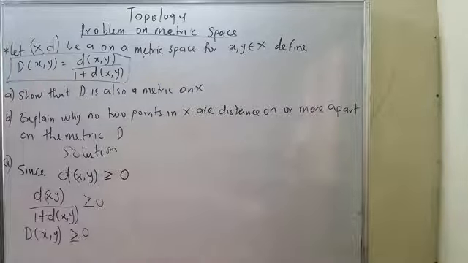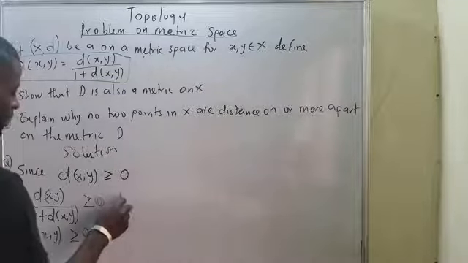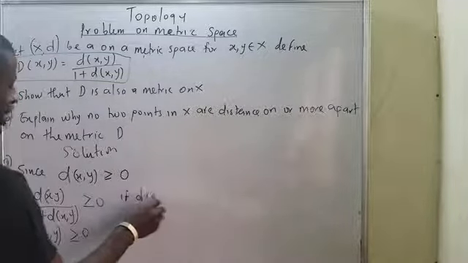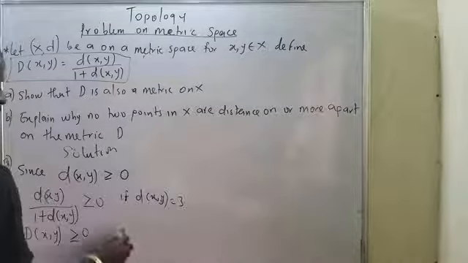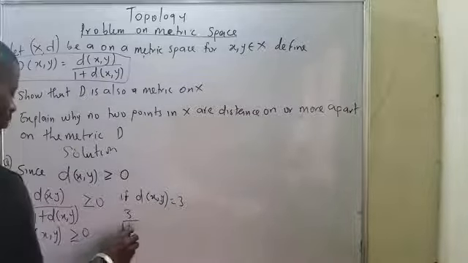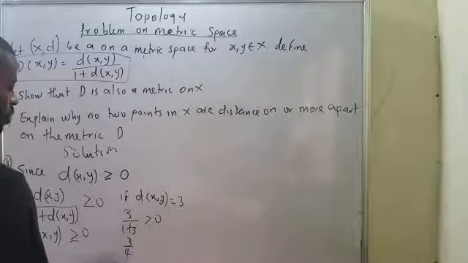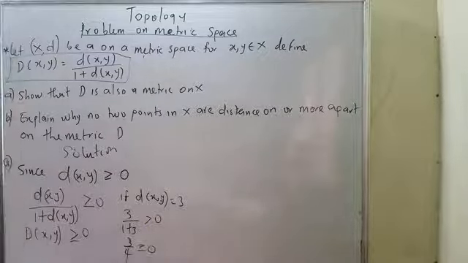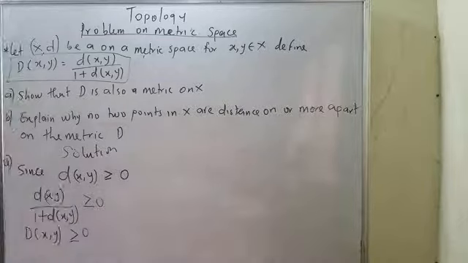Okay, that is very correct. Let me quickly try to explain this. If d of x, y equals 3, for instance, it means I'm talking about 3 divided by 1 plus 3, which is 3 over 4, and that is always greater than or equal to 0. That's what I'm trying to say there. That is the normal illustration.